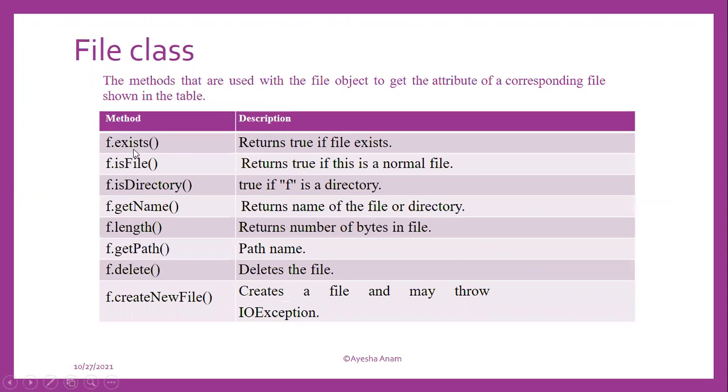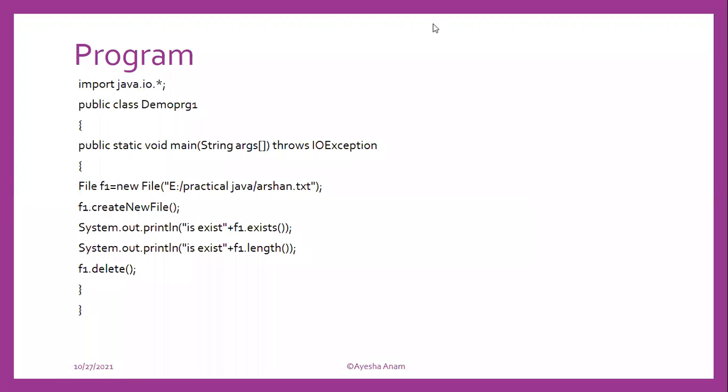Then these are some methods in the File class: exists, isFile, isDirectory, getName, length, getPath, delete, and very important, createNewFile. These methods will be used when you are creating the file using the program. Yesterday we saw one program in which we saw how to create a file at a specified location and how to check it with the exists method. And if you are writing some content in the file, the length method will return that in bytes.